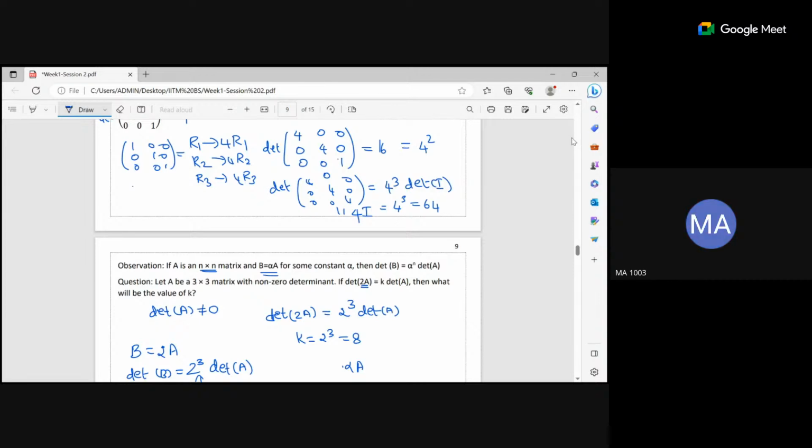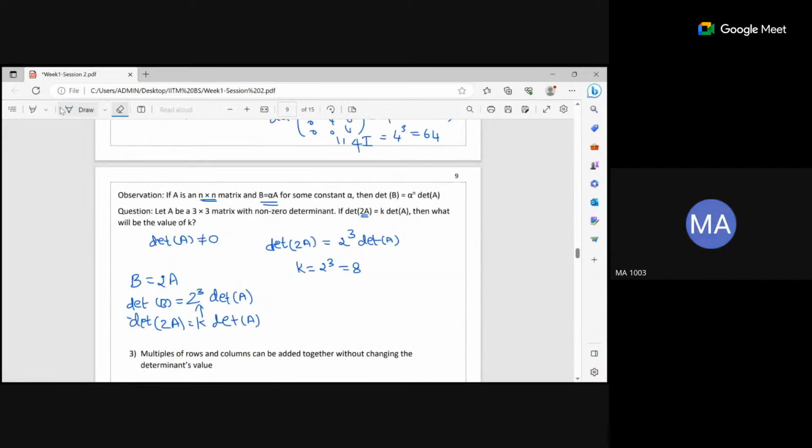If you are confused with that, because the computation is easier, I use this. Maybe I'll use this example: 1, 3, 2, minus 1. We have already seen the determinant. What is the determinant we have computed for this? Minus 7.